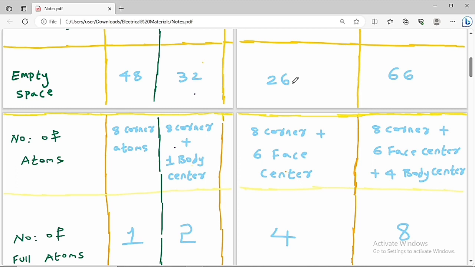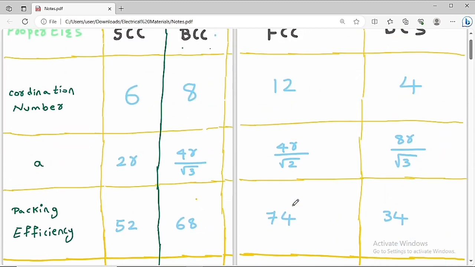Now, I will tell you the number of full atoms present in the unit cell. Because of 1 corner atom, 1/8 of the volume of the atom is present in one unit cell, and because of 1 face center atom, half of the volume of the atom is present in a unit cell. So 8 into 1/8 plus 6 into 1/2, then what do you get? 1 plus 3, which is equal to 4. And its coordination number is 12.